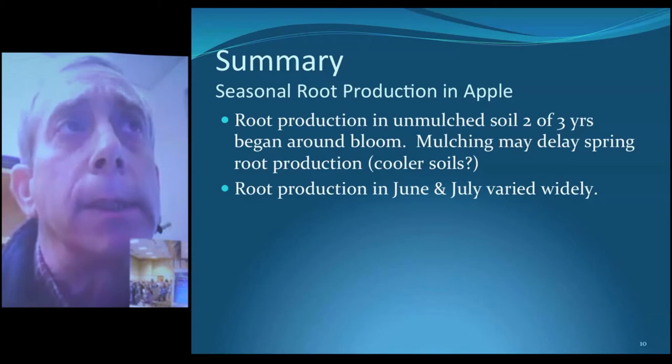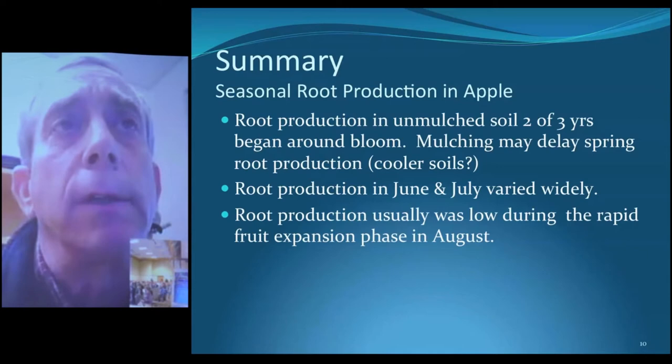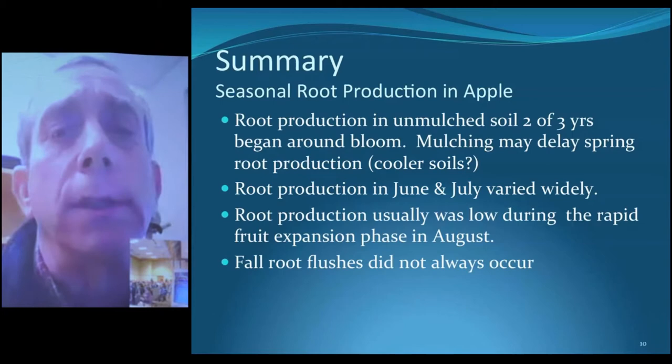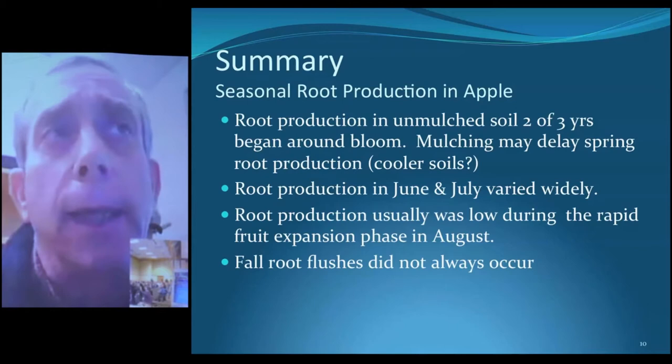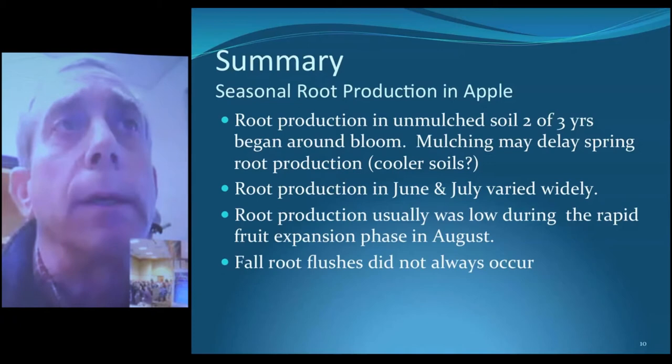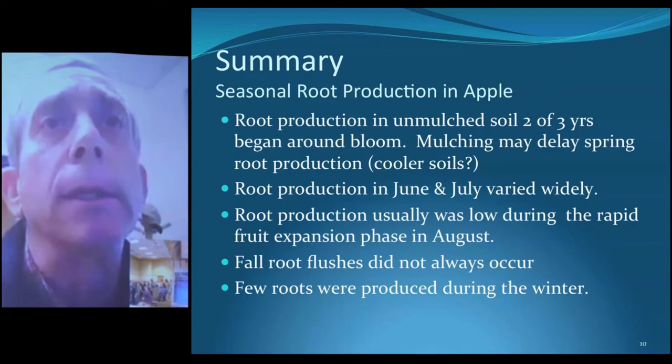Root production usually was low during the rapid fruit expansion phase in August. And fall root flushes did not always occur. So the idea that there's always a fall root flush, and if you can put some fertilizer down there because there's new roots growing, that is not very dependable. We only saw that happen in 1 year. And then, of course, we don't see many roots being produced during the winter in our climate.